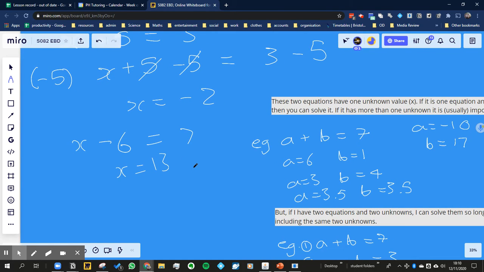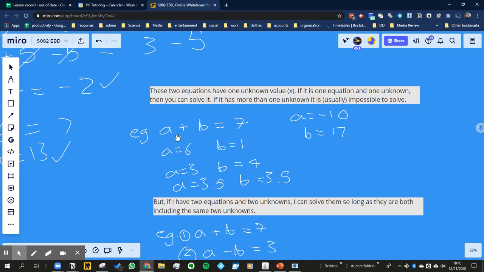So it's not a problem. We can solve that, and we can solve that one. But if we have one equation with two unknowns like this, a and b, one equation, a plus b is equal to 7, this is impossible to solve. It could be that a is equal to 6 and b is equal to 1. Or it could be that a is equal to 3, b is equal to 4.